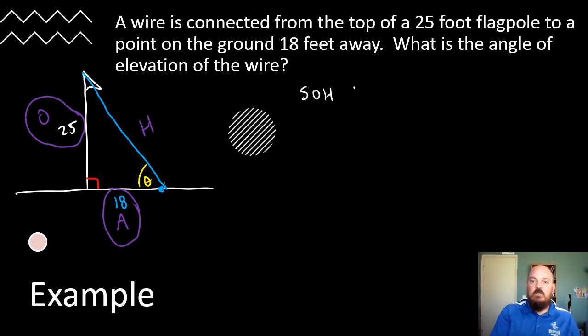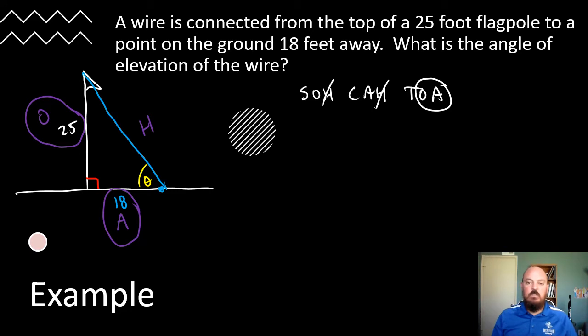And from SOHCAHTOA, opposite and adjacent means I have to use tangent. See, I can't use sine because I don't know hypotenuse, and I can't use cosine because I don't know hypotenuse. So it almost always works out this way. There's only one that works. You pick the one that works, it's tangent. After tangent comes the angle. Now in this case, the angle is theta.